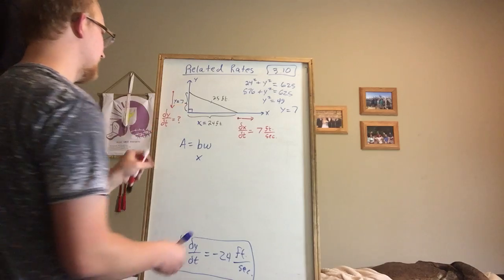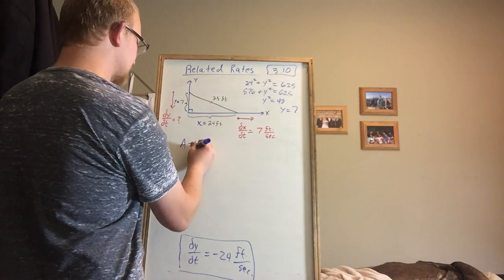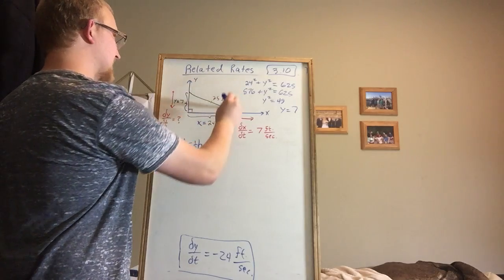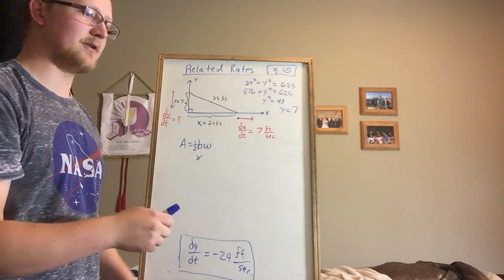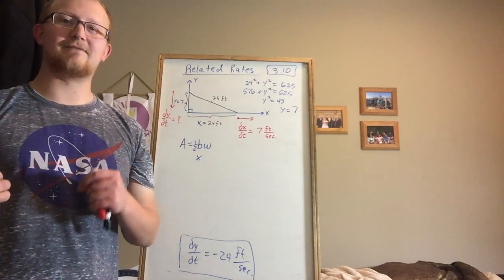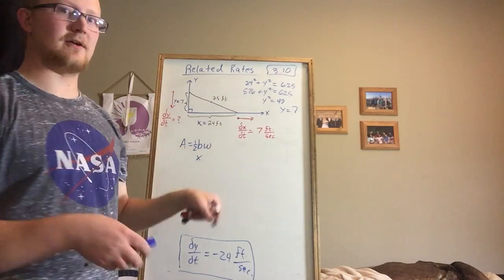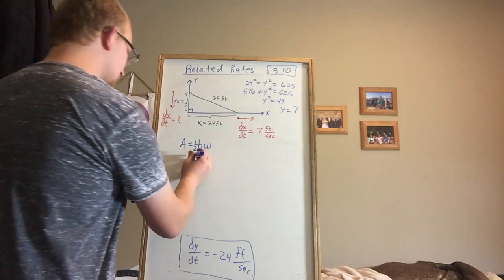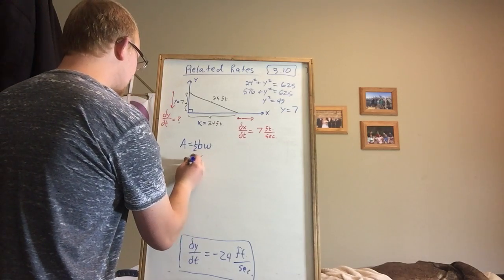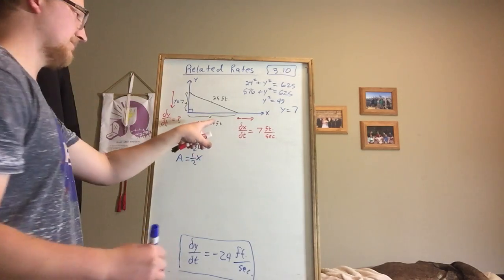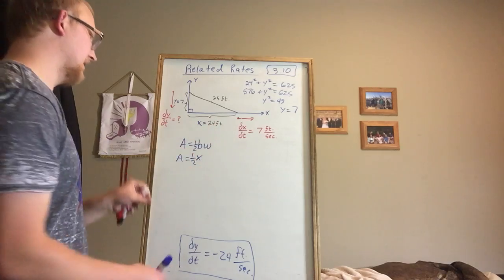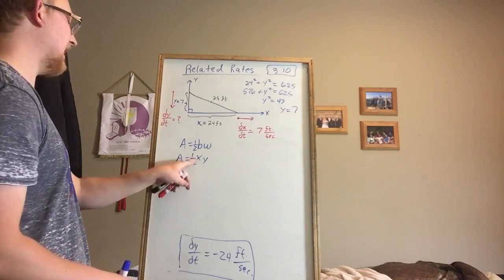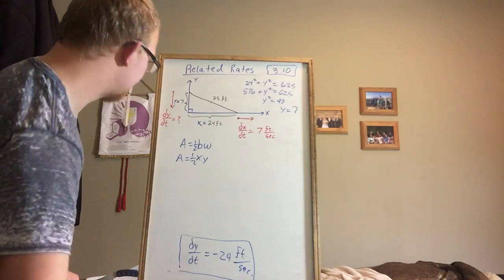The y component, and I'm sorry, the area of a triangle is 1/2 base times width, because a rectangle is base times width, and a right triangle, or any triangle, is always 1/2 of a rectangle or a parallelogram. So 1/2 base times width is area. We can replace the base with x to make the equation better fit our parameters. The height is y, and so we have 1/2 xy is equal to area.